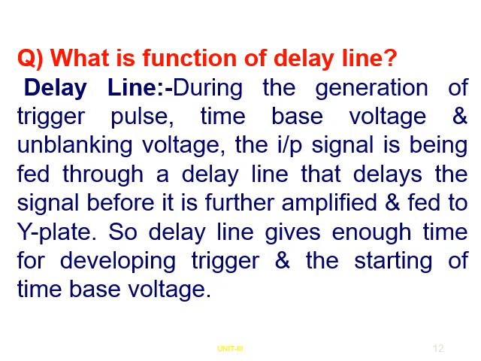What is the function of the delay line shown in the figure? During the generation of the trigger pulse, time-base voltage and unblanking voltage, the input signal voltage is fed to the delay line, which delays the signal before it is further amplified and fed to the Y plate. The delay line gives enough time for developing the trigger and the starting of the time-base voltage.